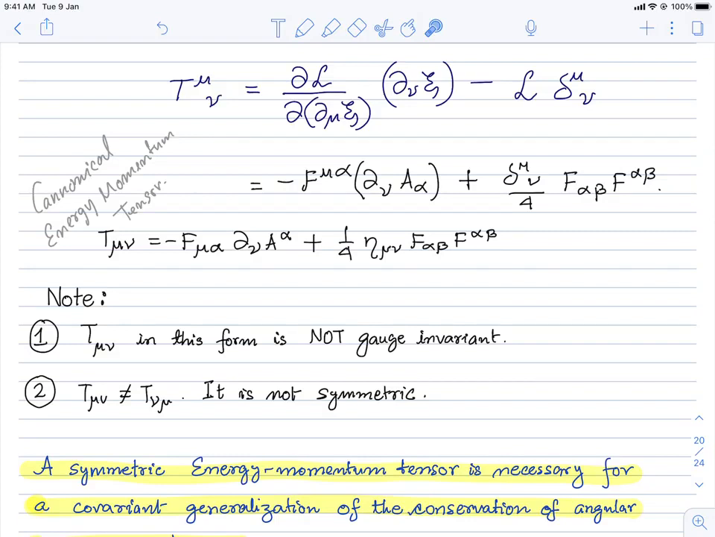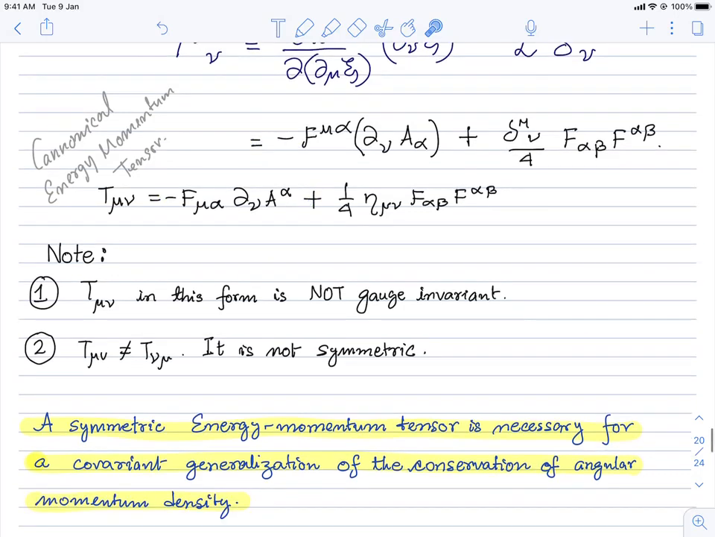That's just a redundancy. It's not a physical symmetry, it's a redundancy. So our physical objects cannot depend on our gauge choice. It has to be gauge invariant. So it is a problem that we have a gauge non-invariant energy momentum tensor, at least the canonical form is, and also it is a problem that it is not symmetric under exchange of the two indices. Clearly if you exchange mu and nu, you get a very different term, and this term is not symmetric.